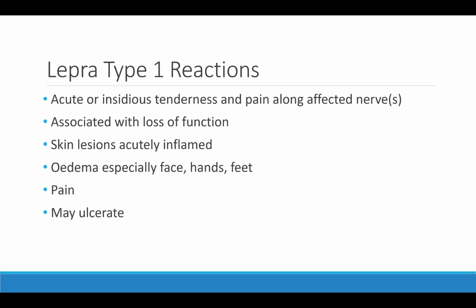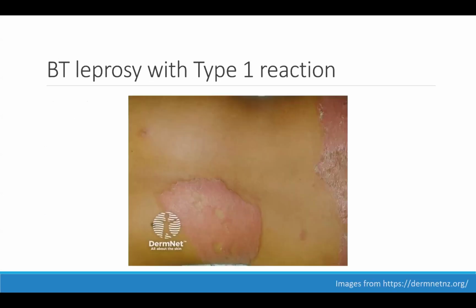For type 1 reactions, patients have acute or insidious tenderness and pain along the affected nerves, associated with loss of function. The skin lesions are acutely inflamed, and patients have edema, especially on the hands, face, and the feet. They may complain of pain and ulceration. This is the picture of a patient with BT leprosy and type 1 reaction.